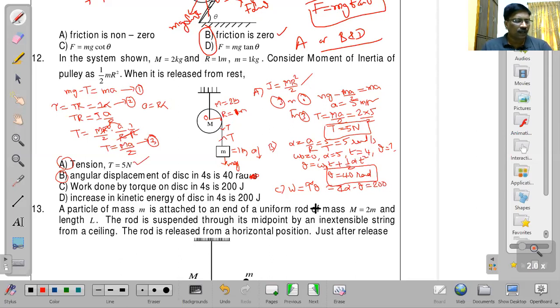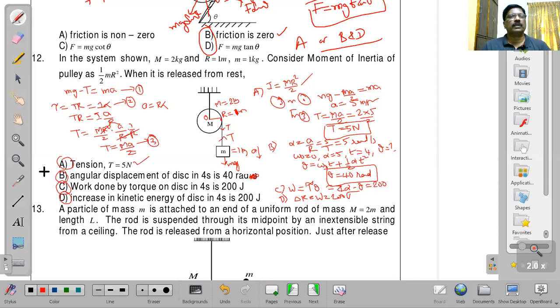Or the increase in kinetic energy. According to the work energy theorem, work done is equal to change in rotational kinetic energy only. Because in case of the pulley, they asked the increase in kinetic energy of the disk. Disk only they asked. Increase in kinetic energy of the disk means pulley. Pulley is the disk. So the increase in kinetic energy of the disk is equal to work done by tension on the pulley only. That's why whatever the work done, that is equal to the change in rotational kinetic energy of the pulley. That is equal to 200 joule you will get. So that work done is correct and the increase in kinetic energy of the disk is also correct.